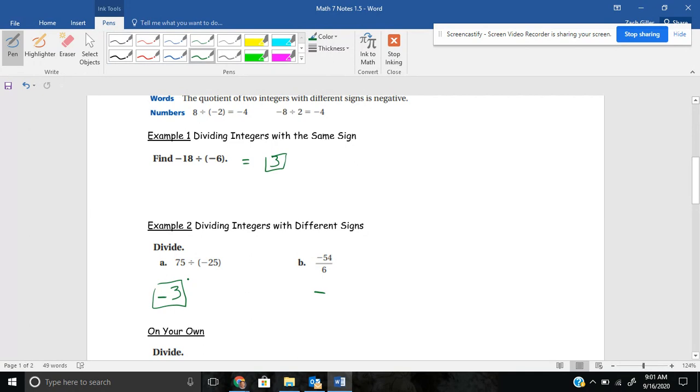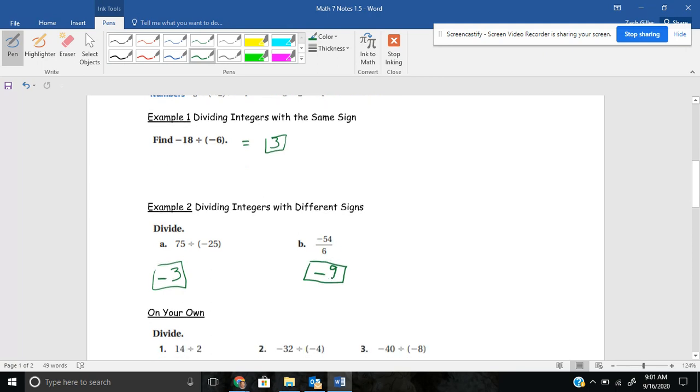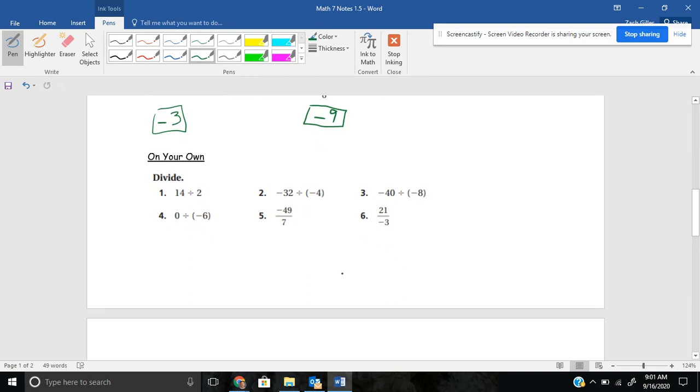And then for letter B, I have -54 divided by 6. 6 goes into 54 9 times. Again, different signs. This is negative, this is positive. That gives me a negative answer. All right, go ahead and try 1 through 6 on your own here. Please pause the video now.